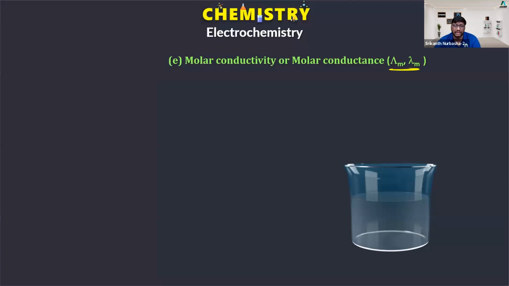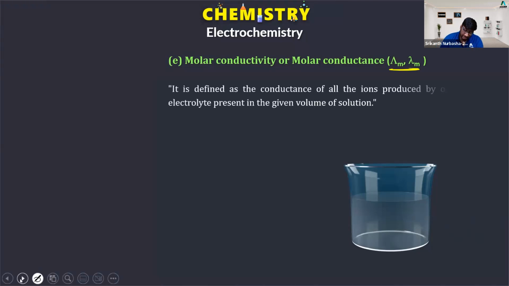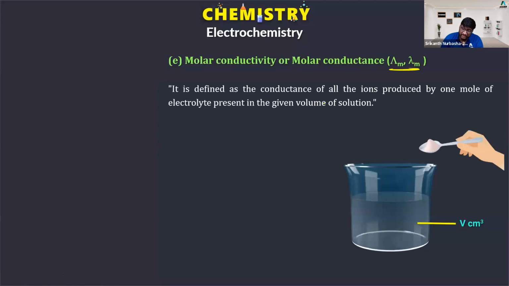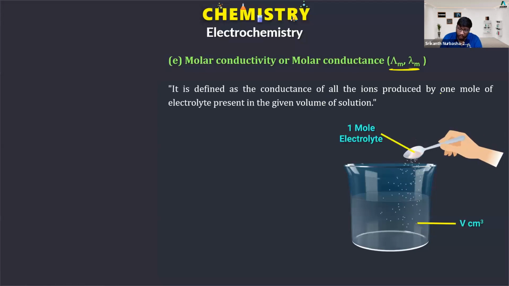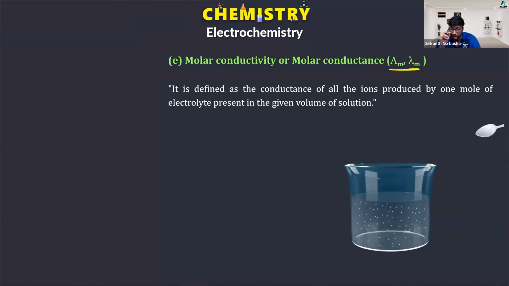Molar conductance or molar conductivity is defined as the conductance of all the ions produced by one mole of electrolyte present in the given volume of solution. Okay, understand this point carefully. Let the given volume be V. Let capital M be the molarity.